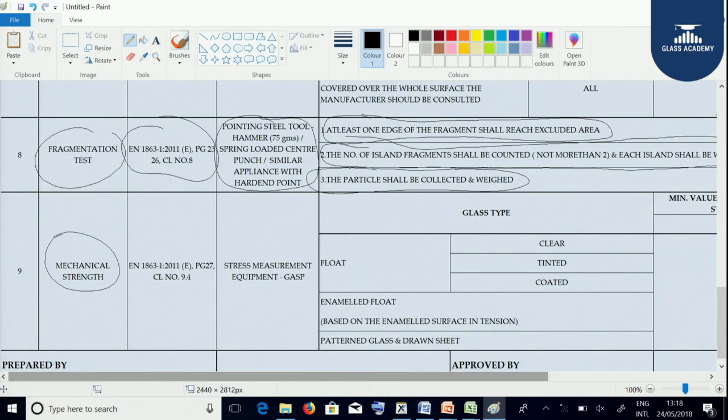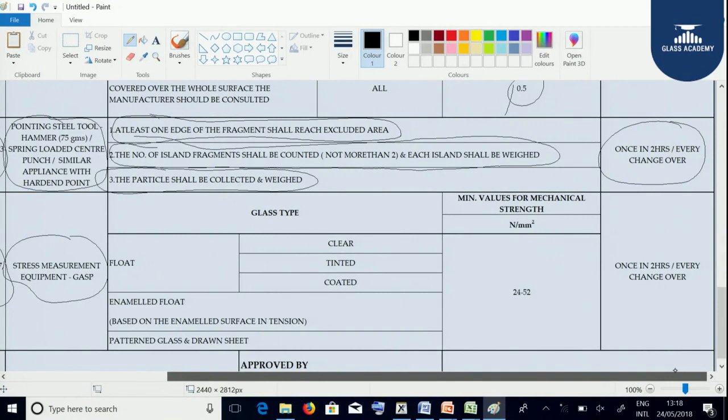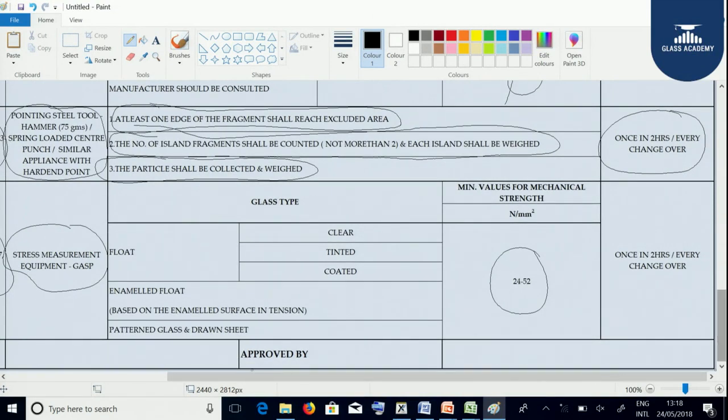Now let us take a non-destructive method of testing of heat strengthening, that is the mechanical strength, which we are going to check through EN 1863, and the tool we use is a GASP. In order to measure with the GASP, the stress level required for heat strengthened glass is 24 to 52 MPa or Newton per square millimeter. The frequency of testing shall be once in 2 hours or whenever there is a changeover.